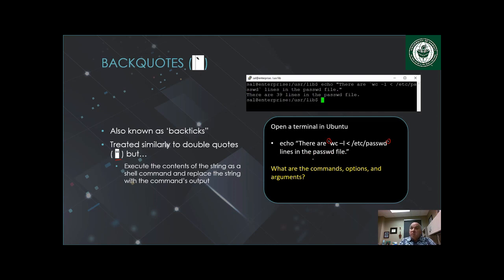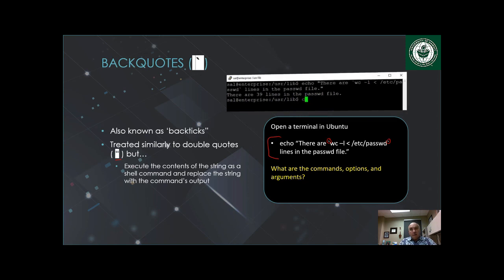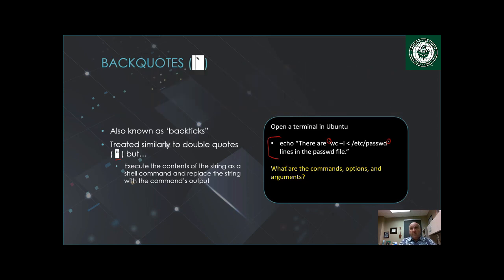So in this particular command right up here, what are the commands, options, and arguments? This is almost a trick question, but it's not really. What you have here is a command within a command. We have a command, this wc -l, within the command of echo, and it is within these double quotes. So what are the commands in here? You have echo, that's your first command, and you have wc, which is word count, your second command.